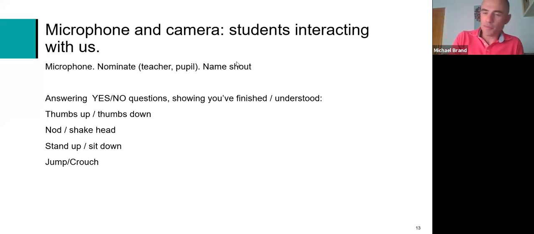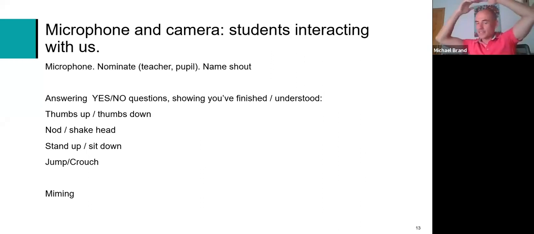So lots of ways of them showing with their bodies. Yes or no, true or false. I've finished. I've not finished. I understand or I don't understand. Moving on, mime. So the cameras lend themselves to miming. They can take turns to mime a word or phrase and the others can guess what it is. Now, we're doing sports and I mime, and the person who gets this sport right comes along next, and then they start dancing like a ballerina. So miming, all of our students can mime. So the camera and the microphone gives us lots of possibilities, and I've just mentioned a few of them here.